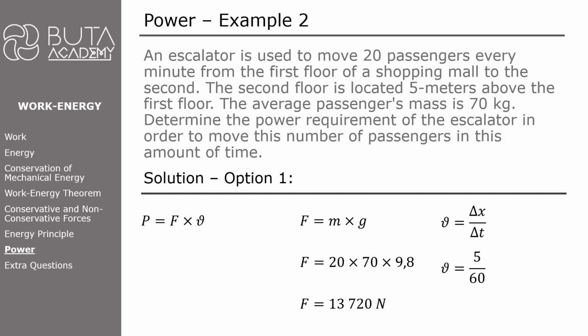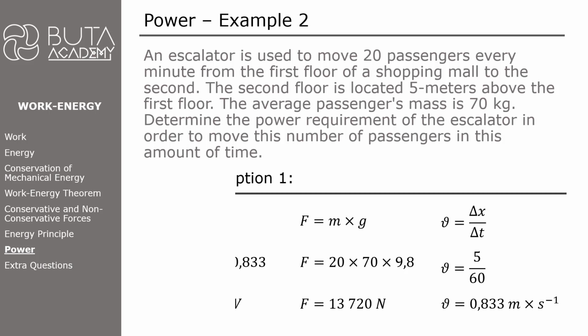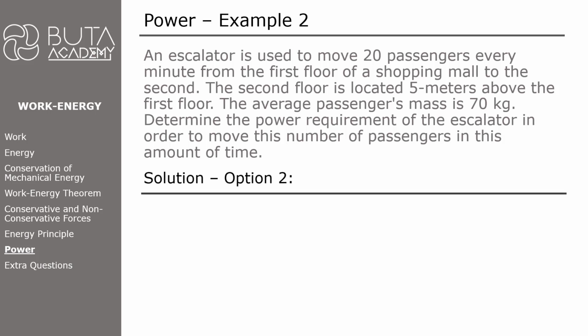Velocity of an object is equal to the ratio of the displacement and the time. Displacement is 5 meters and the time is 1 minute, which is equal to 60 seconds. Velocity of the escalator is 0.833 meters per second. Now that we know the force and the velocity, we can calculate the power of the escalator. 13,720 times 0.833 is equal to 11,433 watts.